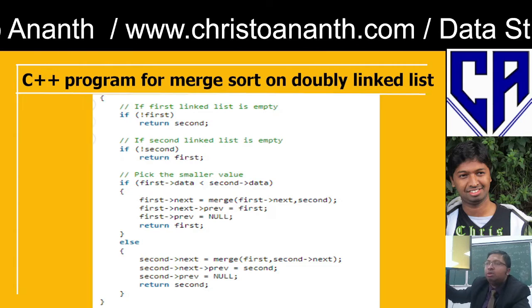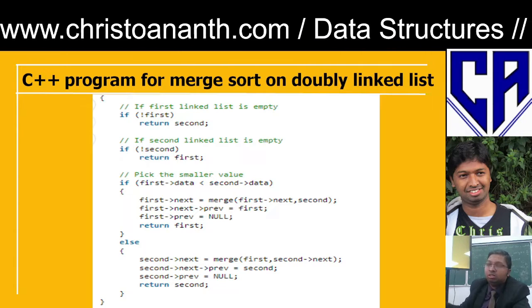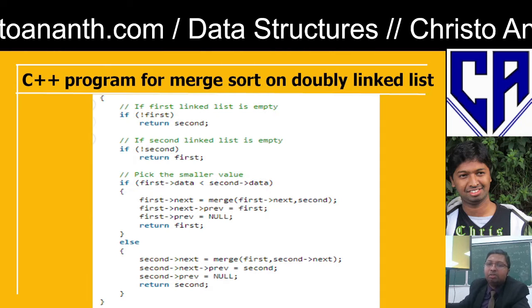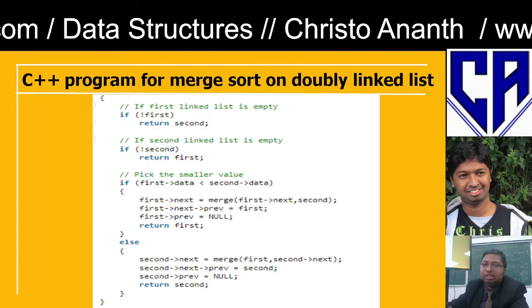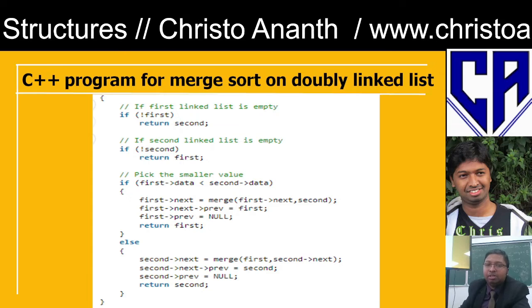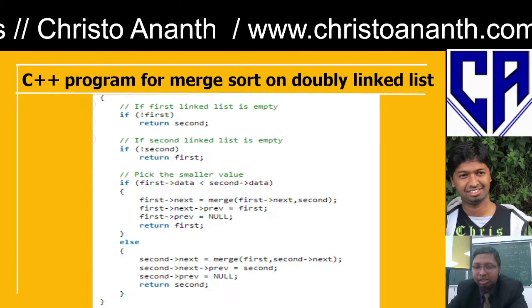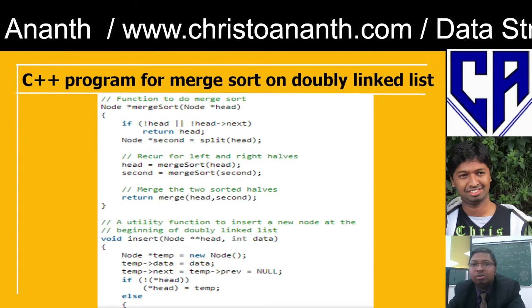Similarly, in the else case we repeat the same thing for the second. So second next equal to merge of first and second next, second next previous equal to second, and second previous equal to null, and finally you return second. Similarly, you could do the merge sort.